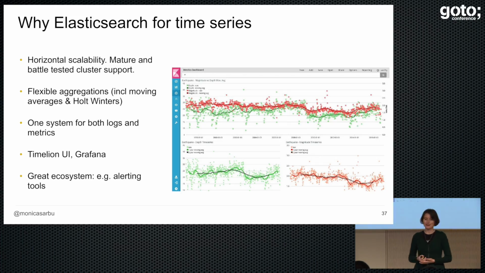So why Elasticsearch for time series? Because it has horizontal scalability, it has mature support for clustering, and it offers flexible aggregations, including moving averages or Holt-Winters that are used in anomaly detection. It's a system where you can store not only logs, but also metrics. It offers a wide range of UIs, and it's a great ecosystem. It also comes with alerting tools, reporting, and so on.